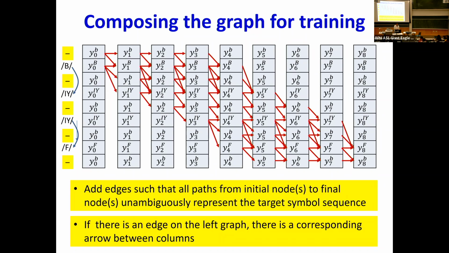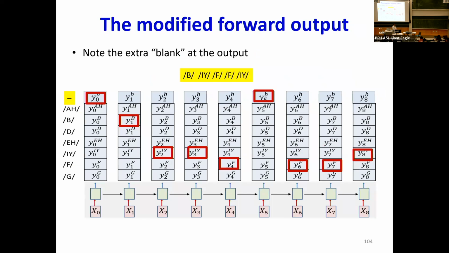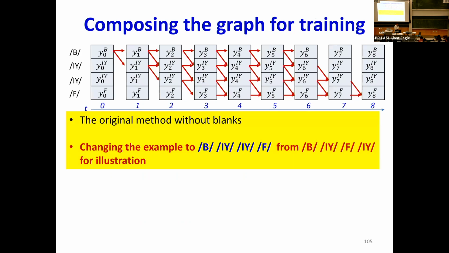Yes. How do you assign probabilities to blanks? Pardon me? How do you assign probabilities to blanks? The network computes the probabilities. You just treat the blank the same as any other character. The blank is exactly the same as every other character, right?